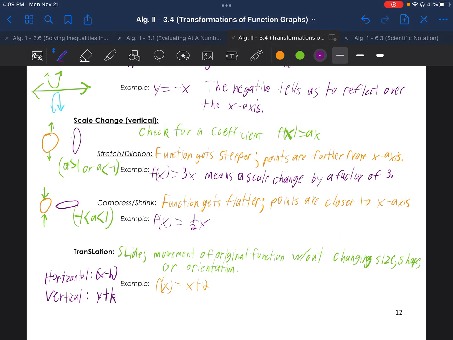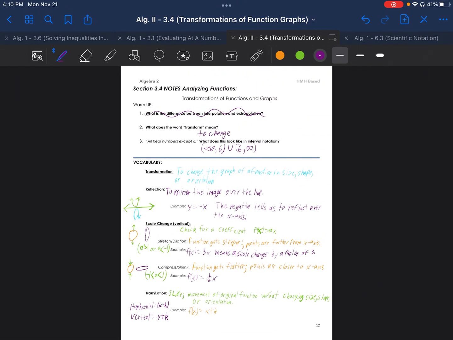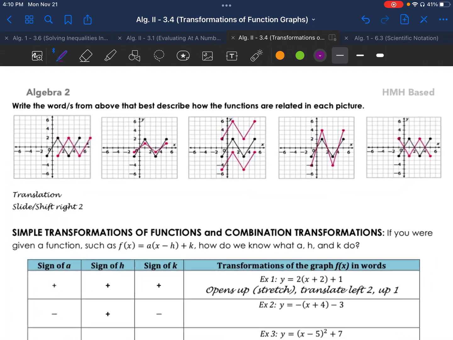A translation, another good way to think about it, is like you push the graph without moving anything other than it. So just like you maybe push a desk in a room, or maybe like you cut and paste. I think most people, if not everyone, is familiar with cut and paste. You don't change the look of it at all. You just change the location. That's all we're doing.